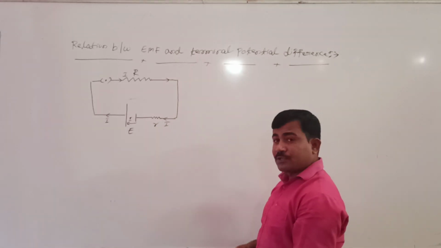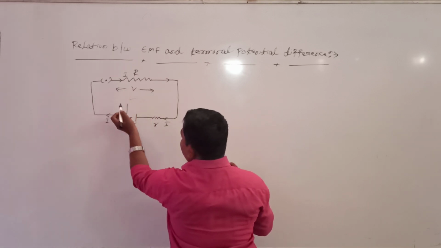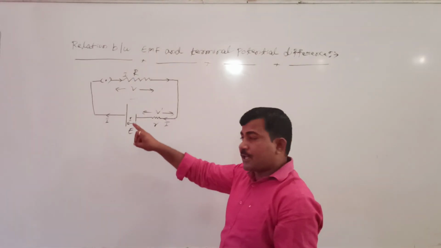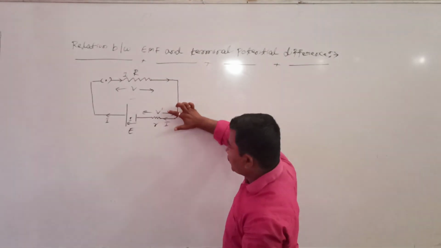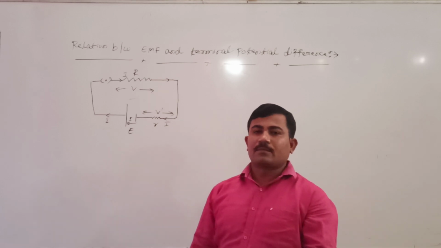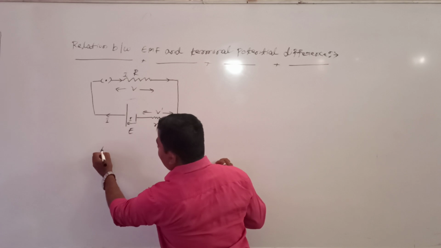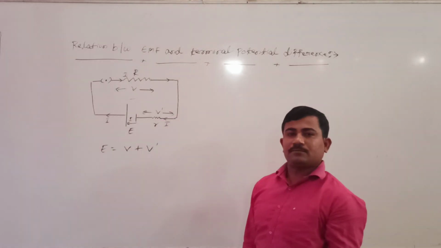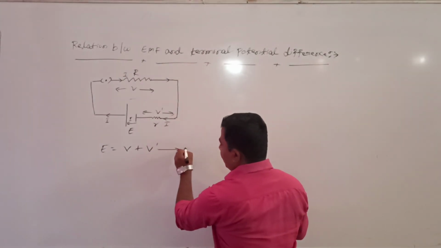So in series combination, what will divide? In series combination, the potential difference across each resistor will divide. Consider that across the external resistor, this much potential difference is divided, and across the internal resistor, this much potential difference is divided. This is the total EMF. According to the superposition principle, what is the total EMF? The total EMF is the sum of the potential differences across each resistor. Getting my point? This is equation number 1.